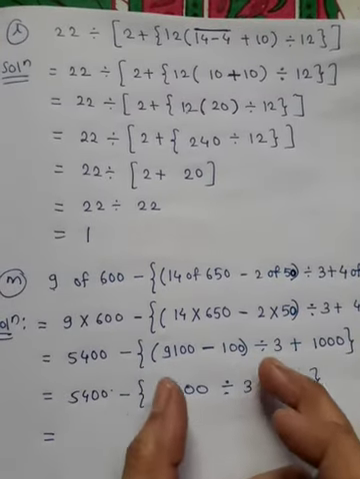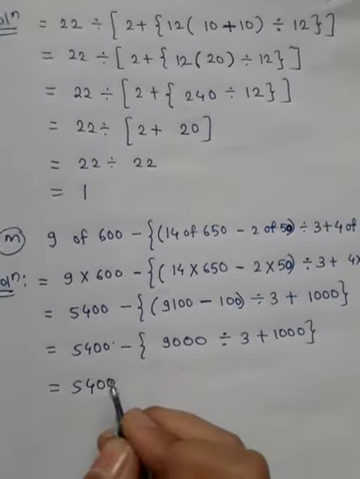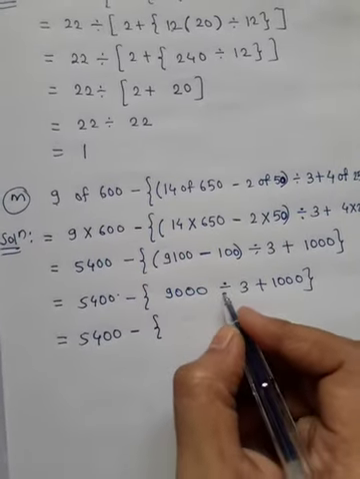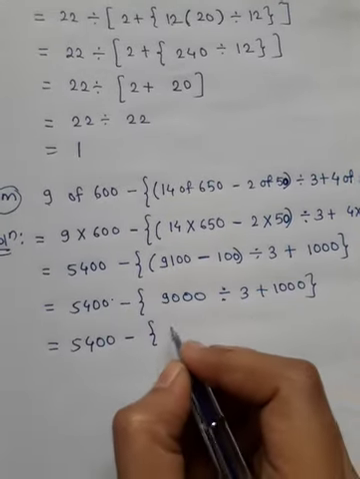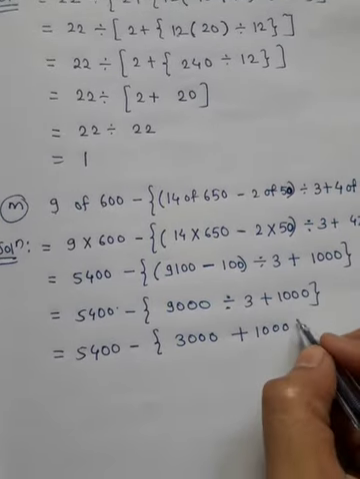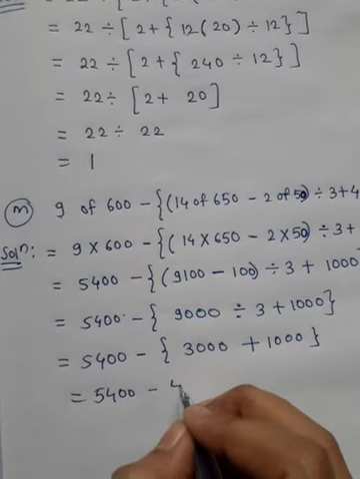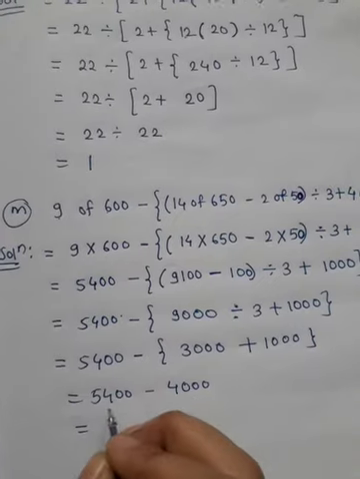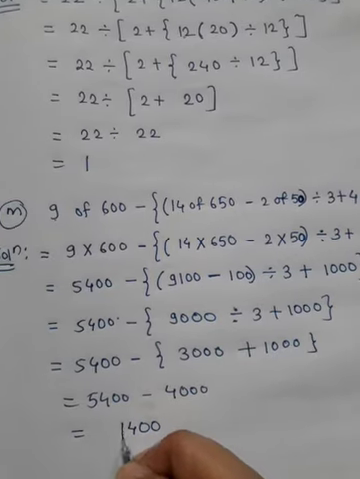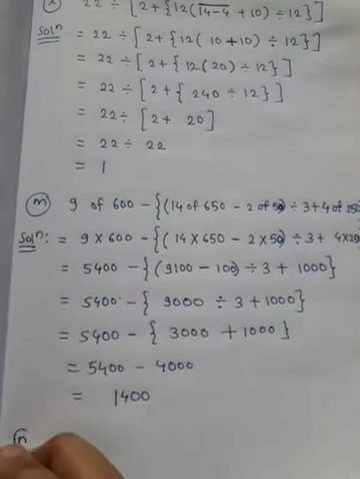Now we have solved the round bracket. Now there is only one bracket, that is curly, so solve it. So write remaining term as it is, 5400 minus in curly bracket, first do division. When we divide 9000 by 3, we get 3000, plus 1000 as it is. Okay, now 3000 plus 1000 means 4000, and when we subtract 4000 from 5400, we get 1400. Okay, so like this you can solve example number N also.